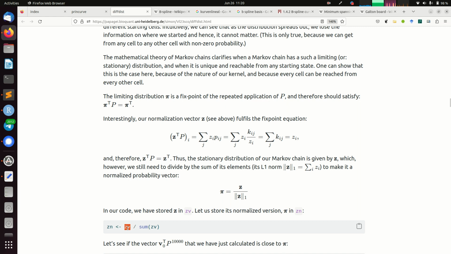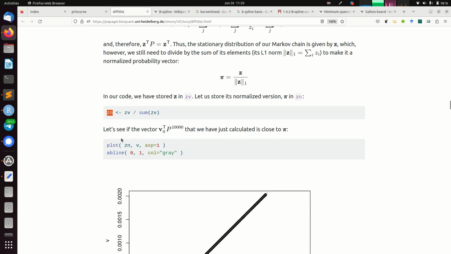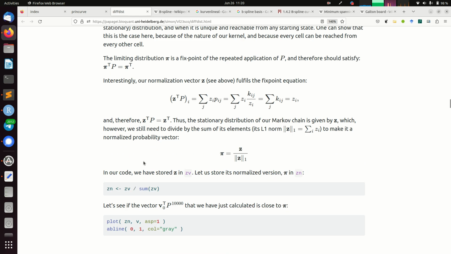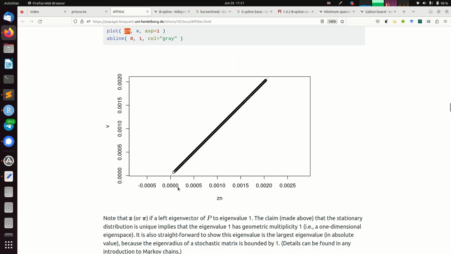I call zv the unnormalized vector and zn the normalized vector. But then I changed my mind to call it pi, because it's also called pi in Wikipedia and everywhere else. Now let's see if this really works. Take this vector that we've just calculated when we made these 1,000 steps and compare it with this vector pi, and as you see, they're identical.